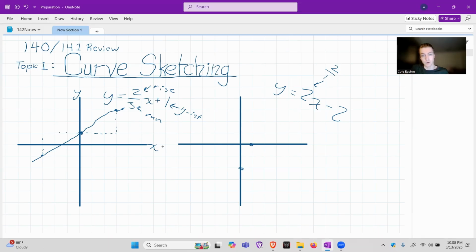So this is our next point. We go over 1 and up 2. Over 1 up 2, and we can do the same in the negative direction as well. So we could go back down here to get kind of a bunch of points just to help us guide our line here. And this is a little bit hard to do with my pen, but just imagine that that's perfectly straight.